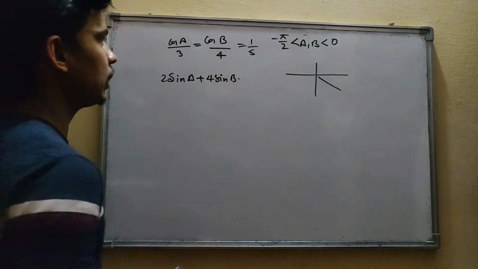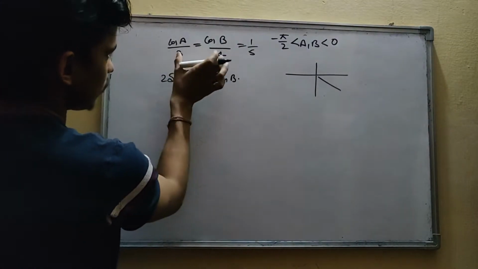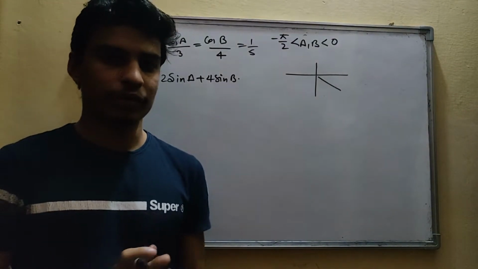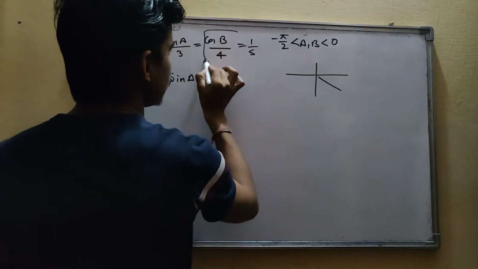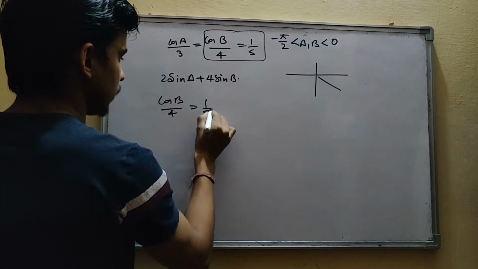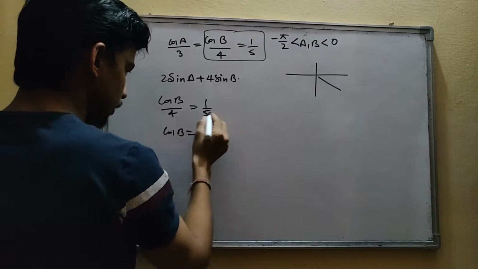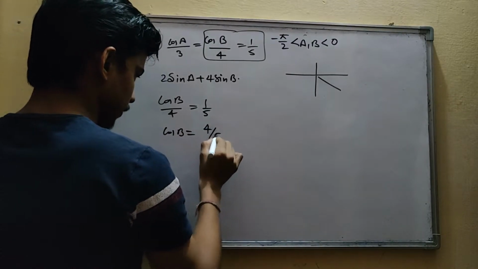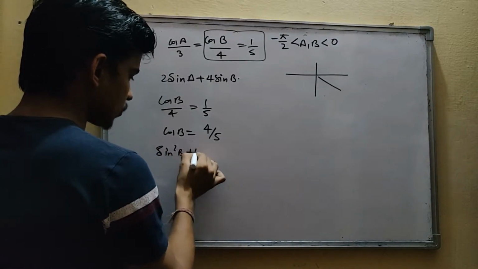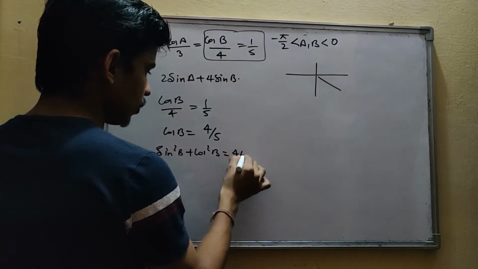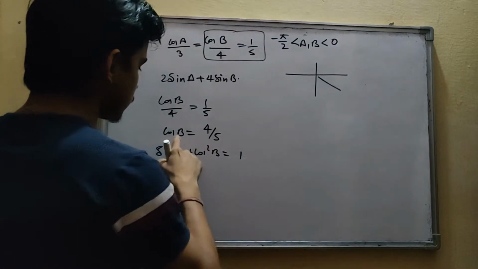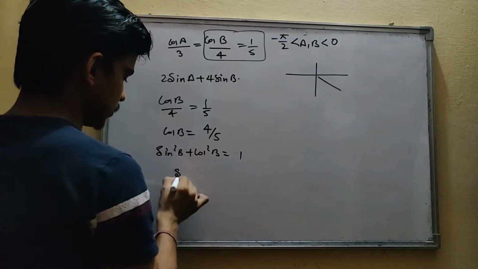Okay, so that is very simple. If you compare these two, there is one equation and two variables, so you can't solve it directly. Better, because these two are equal, you can write cos B by 4 is equal to 1 upon 5, right? So cos B is equal to 4 upon 5. Now you know that sin square B plus cos square B is equal to 1, that is the identity. Now if you substitute the value of cos B, you are going to get sin B.